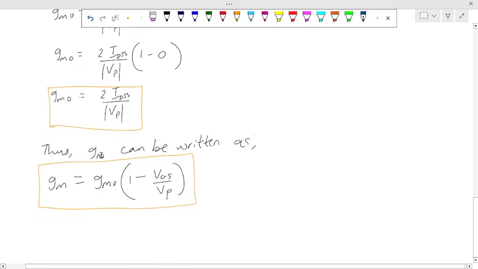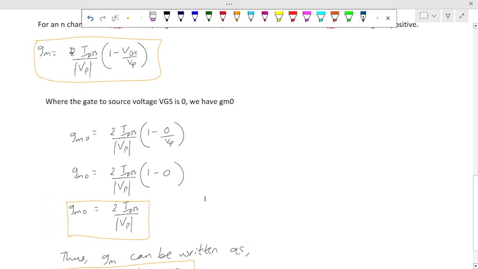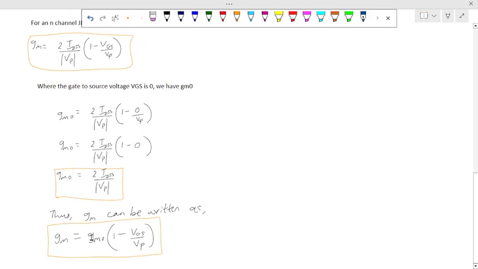So thus GM can be written as GM equals GMO, then this part. Why? Because GMO is exactly this first part. So instead of writing this, we can just write GMO in this place, and that's what we have here. GMO is this, and this part is the same. So GM equals GMO, and this part is the same.